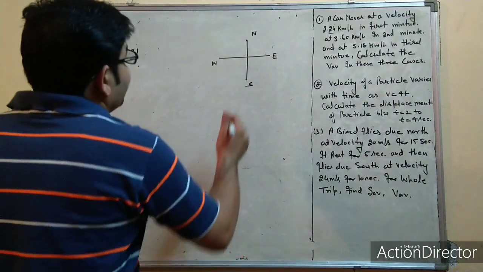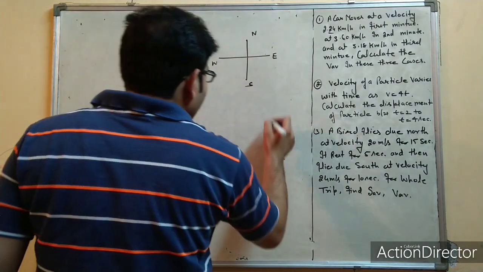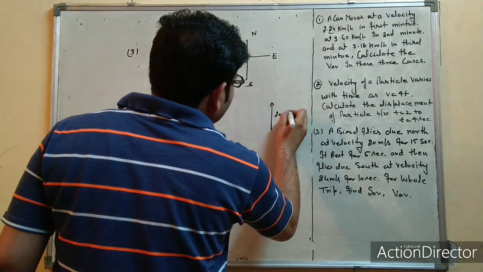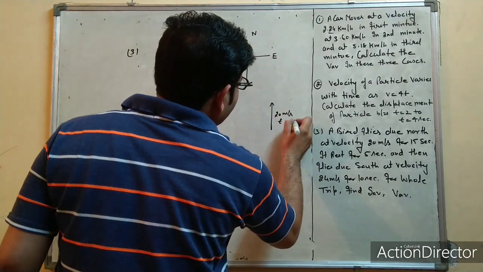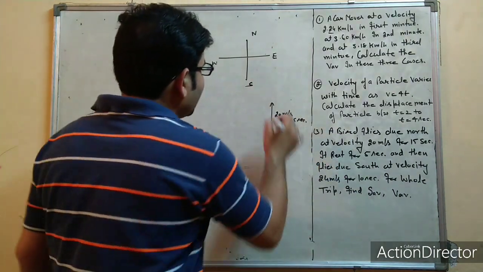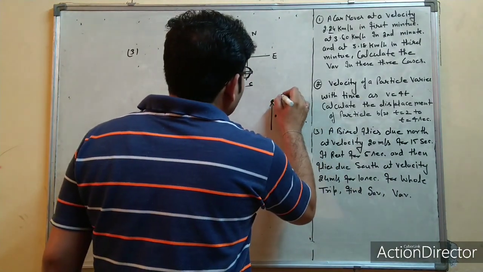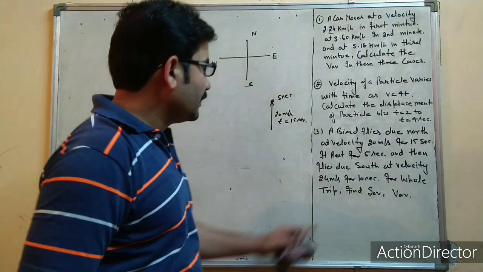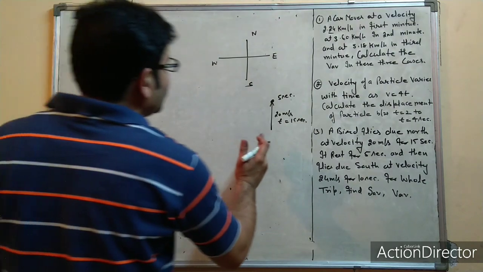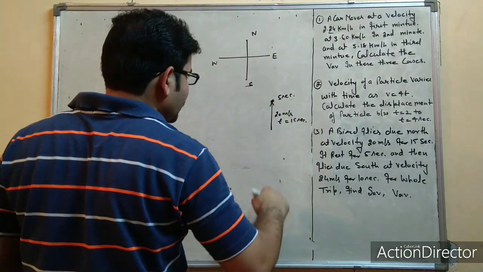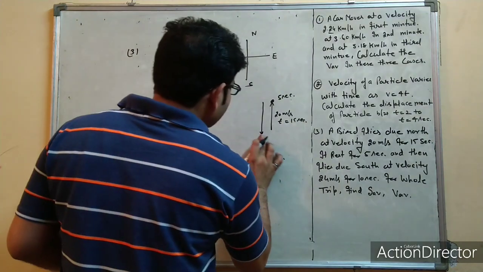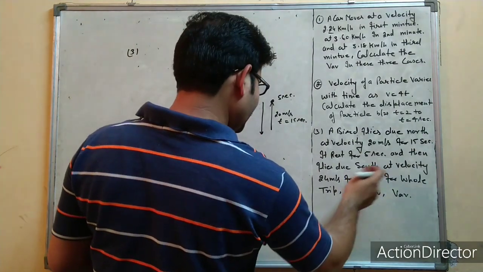So the bird first goes in that direction with a speed of 20 meters per second for a time of 15 seconds. Now it is at rest for 5 seconds, and then flies due south. This is your north and this is your south, so it goes in that direction. It will be how much?